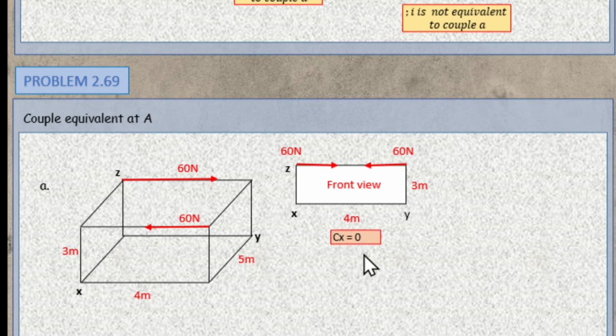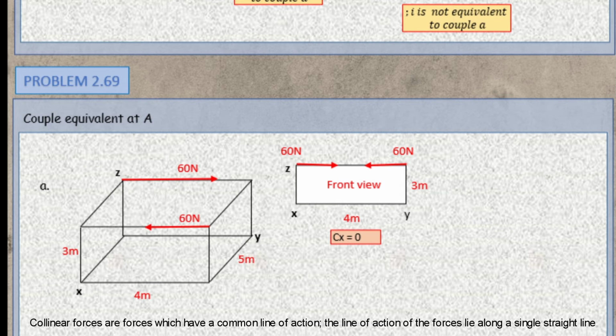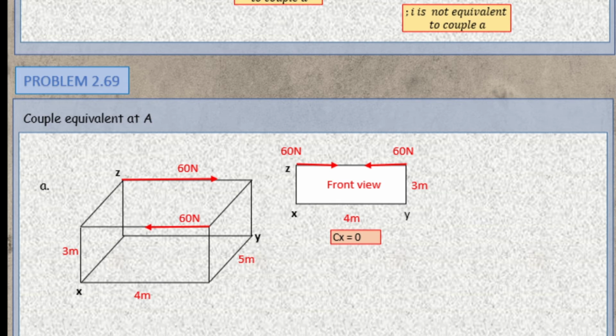Additional information: if these are not non-collinear forces, what do we call them? We call them collinear forces. Collinear forces are forces which have a common line of action, or the lines of action of the forces lie along a single straight line. Since these forces lie along a single straight line, we call them collinear forces. As per the definition of a couple, we need non-collinear forces. Since these are collinear forces, our couple at X will be 0.